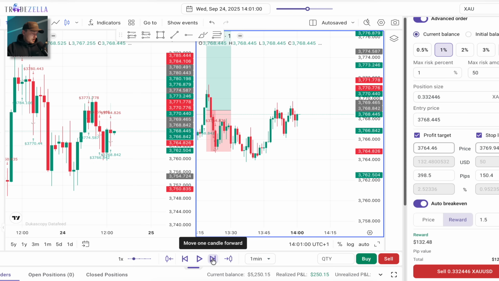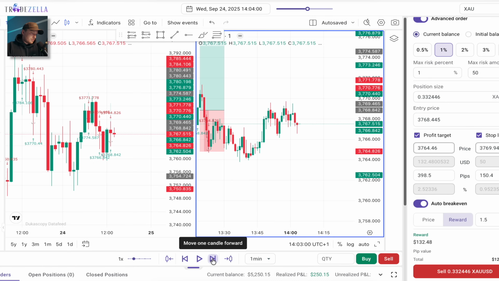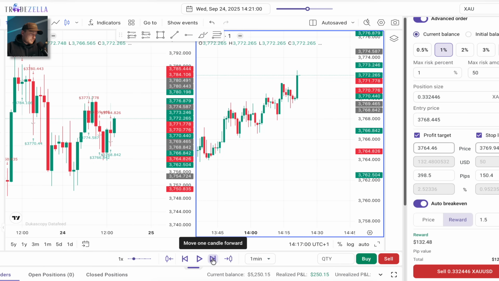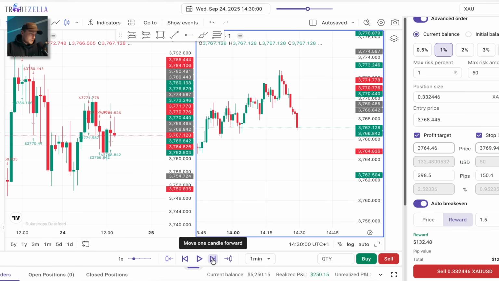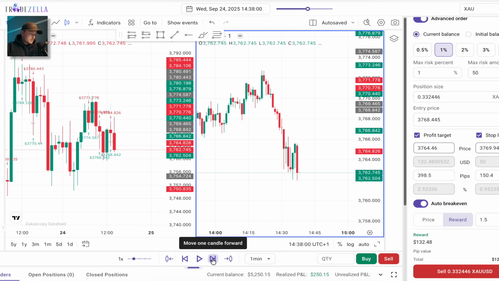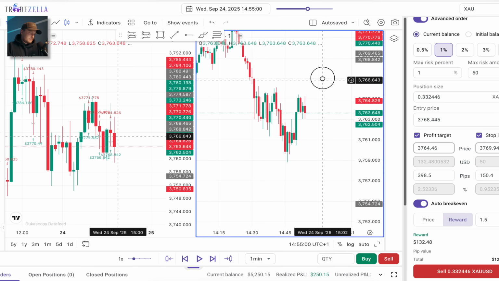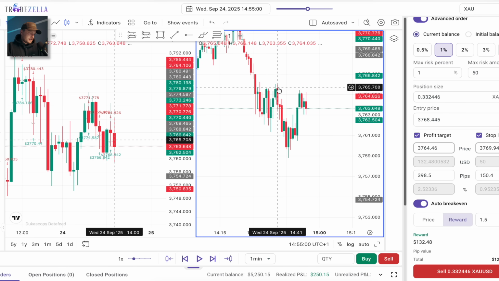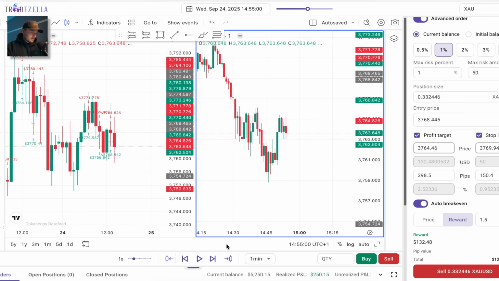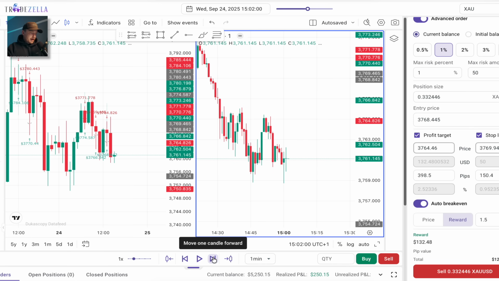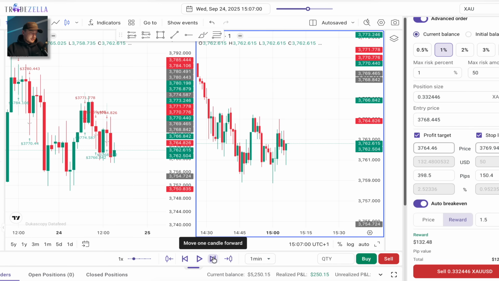Keep moving forward. Okay, so it's now 2 o'clock. Previous hourly candle bearish. Let's see if we get a sell opportunity here. Price pushing up. And there was no opportunity there for me, so we just keep going. Has there been any opportunities down here? No, let's keep going. 3 o'clock, we have closed bearish, so let's look for new highs.